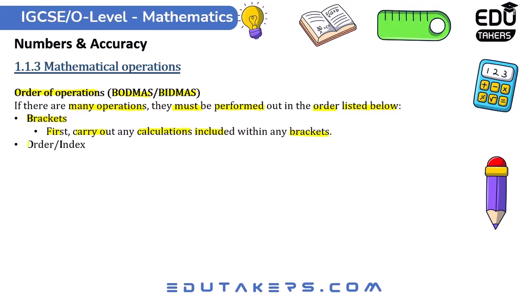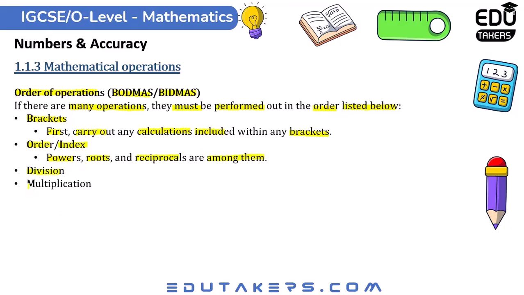O stands for order and I stands for index. Powers, roots, and reciprocals are among them. D stands for division, M stands for multiplication, A stands for addition, and S stands for subtraction. You need to memorize this order, so you can memorize BODMAS / BIDMAS.